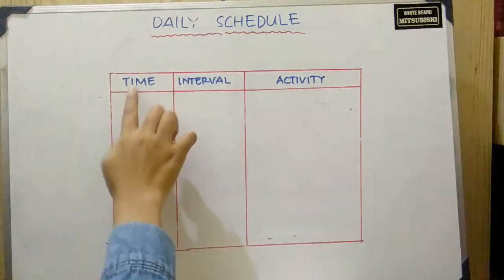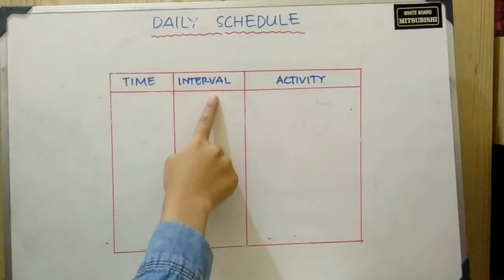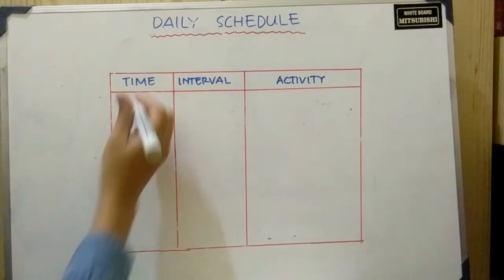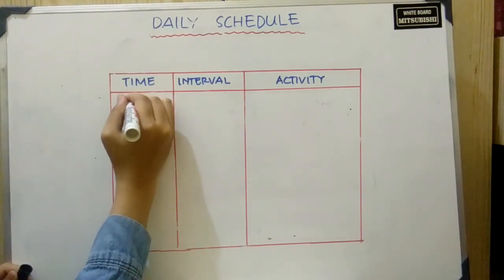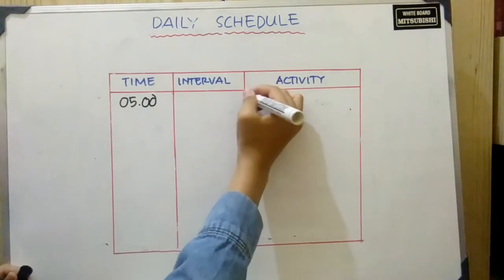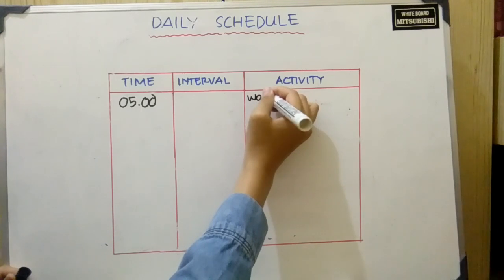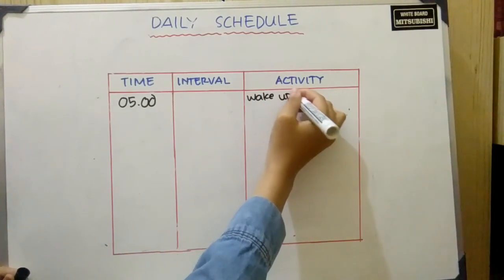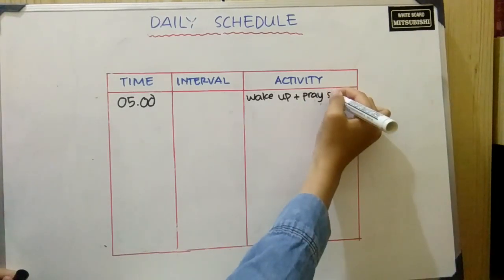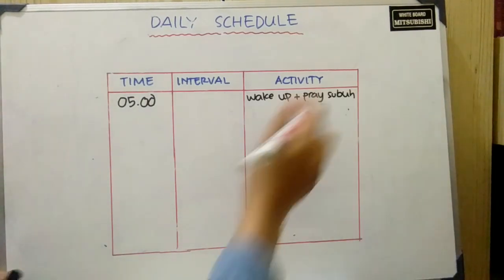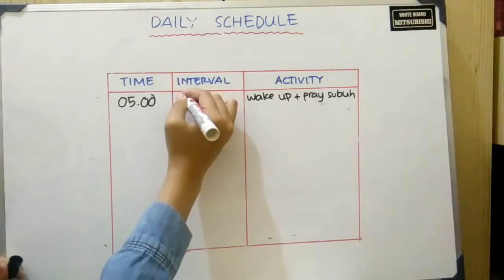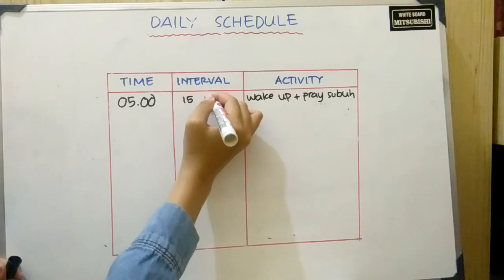To make a daily schedule, don't forget to write time, interval, and the activity in a table. We can write our first activity will start at 5 o'clock. Our first activity is wake up and then pray subuh. Now, we can estimate how long the activity takes, for example 15 minutes. So we write 15 minutes in the interval.